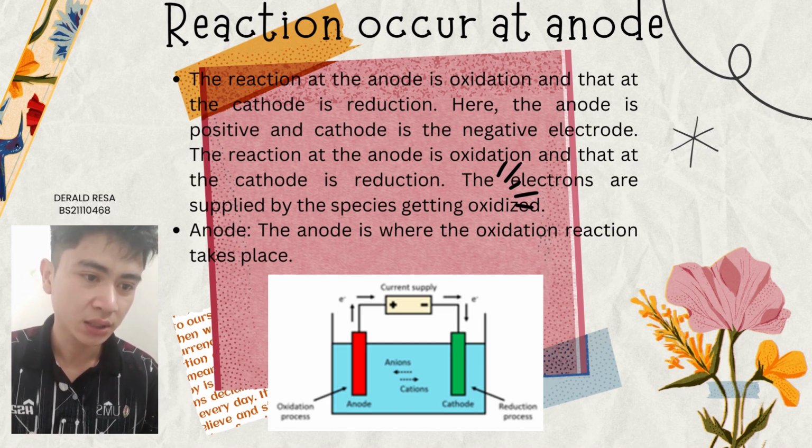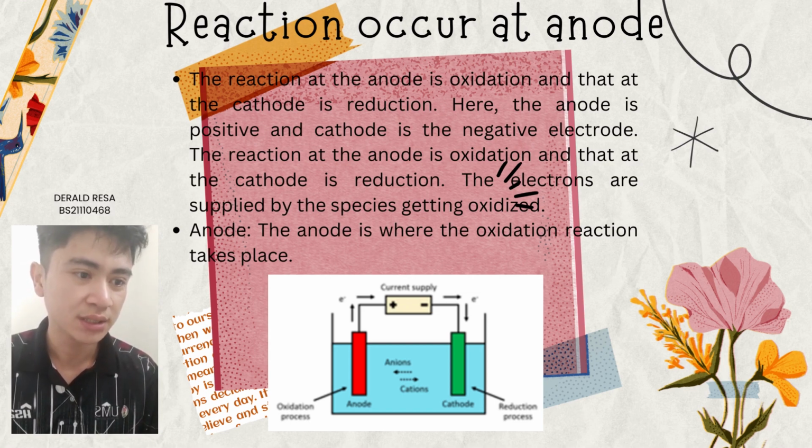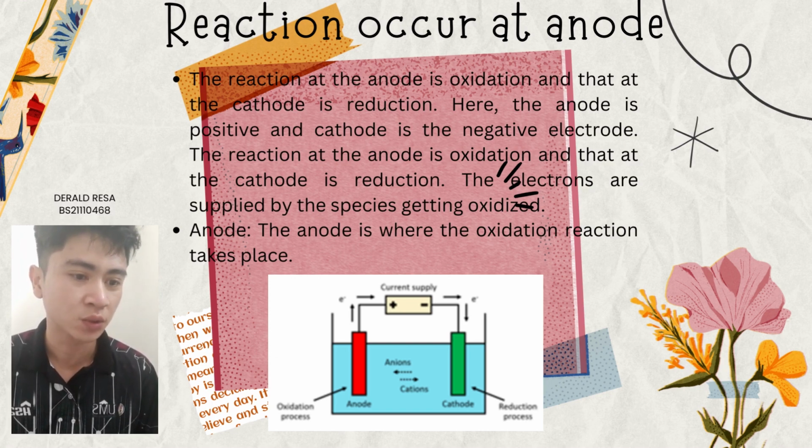What happens in the anode? The anode is where the oxidation reaction takes place. In other words, this is where the metal loses electrons. In the reaction above, the anode is Cu(s), since it increases in oxidation state from 0 to +2.